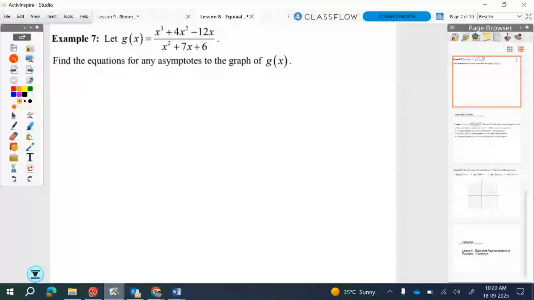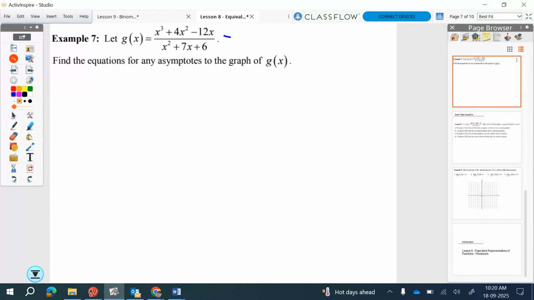Okay, so let's have a look at example 7 now. So in this one, we're asked to find the equation of any asymptotes to the graph. So the first thing I would recommend that we do for the question is to factor. We want to factor this a little bit.